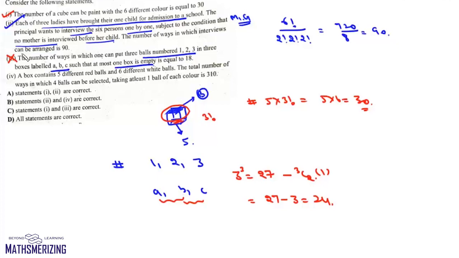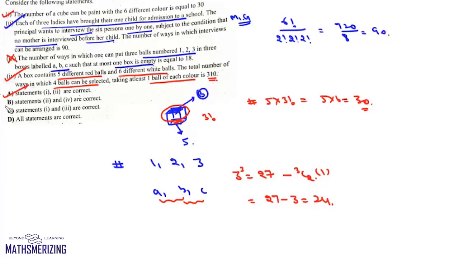And the fourth one is, a box contains 5 different red balls, 6 different white balls. The total number of ways in which 4 balls can be selected, taking at least 1 ball of each color, is 310. Now this question also we have solved previously in one of the questions. So that means this option 4 is also correct. So statements 1 and 2, they are correct. So option A is correct.